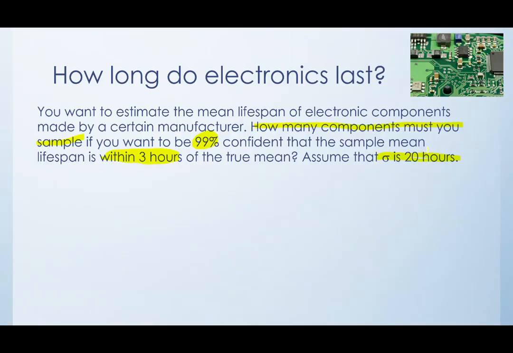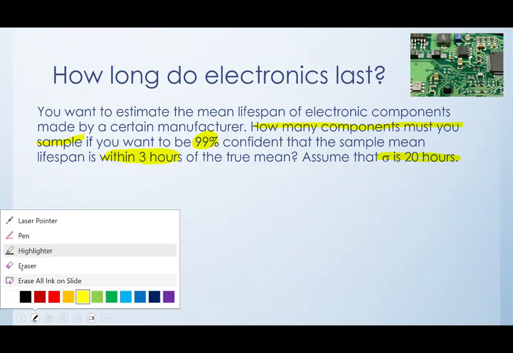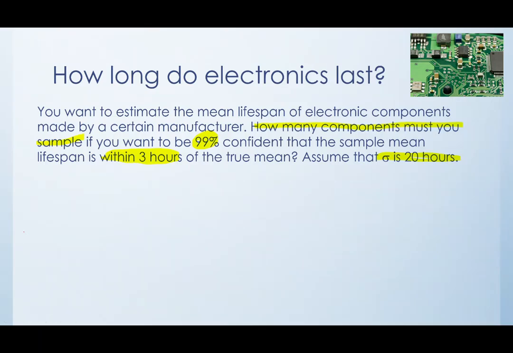All right. So again, the only hard part about these problems is making sure that you're actually reading them to figure out, hey, what are you being asked to find? How many components must you sample means find n. Find the sample size. Now, what do we know?